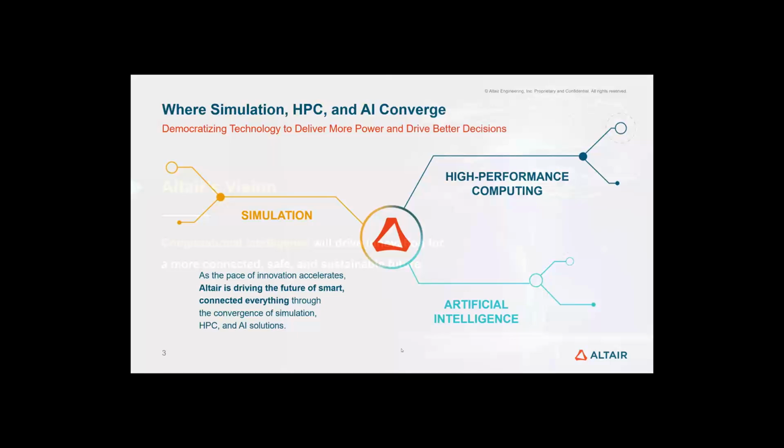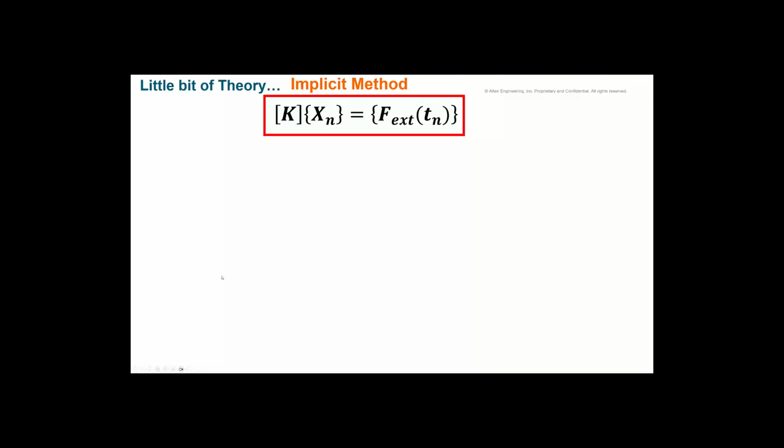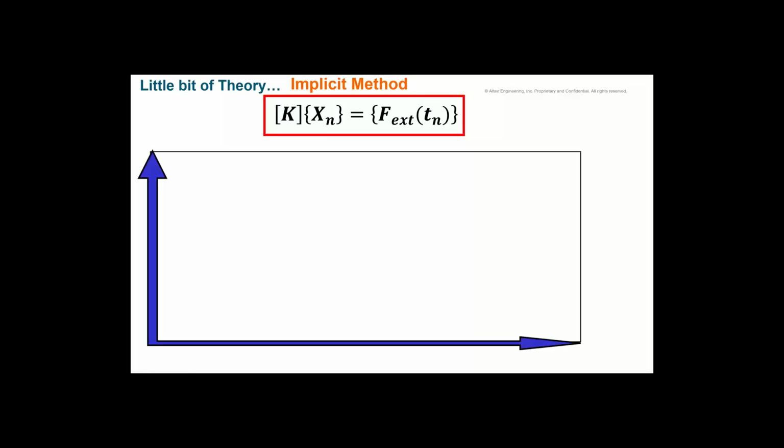Now, coming a little bit to the application itself, I would like to start a little bit with the theory. First, the implicit method, which means structural simulation, where most people are using today. This is the equation which we are going to solve in structural applications for implicit: the stiffness matrix times the displacement is equal to the external forces. This is the main application used today.